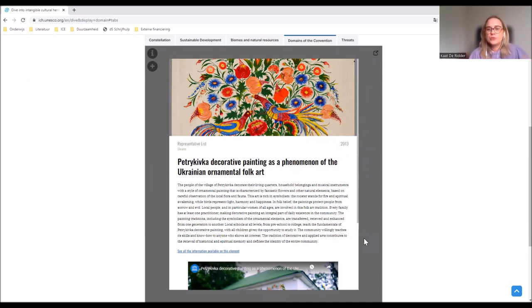For example, a rooster stands for fire, for spiritual awakening. And according to the belief, these paintings serve to protect people from sorrow and evil. It is practiced by an entire community, certainly the women of the community, women of all ages, they practice this craftsmanship.